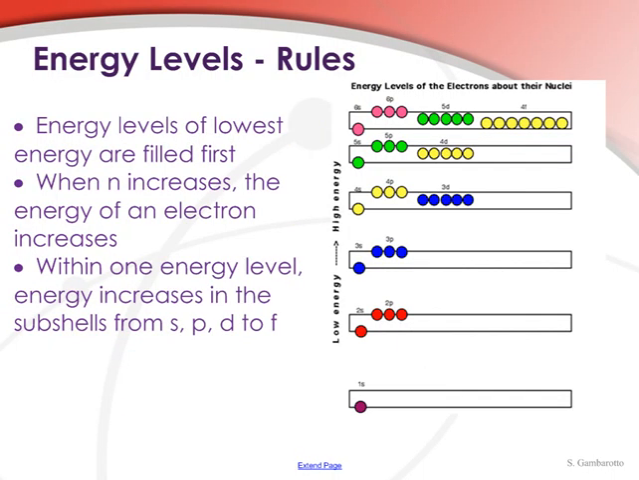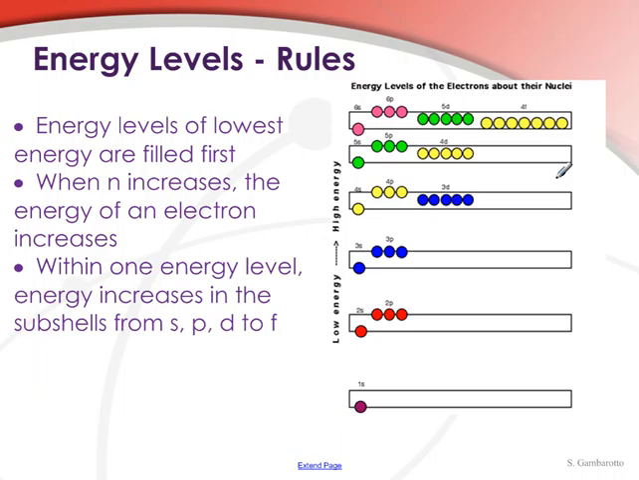Okay, so first thing, energy levels. We have some rules when it comes to energy levels. Here are the rules that you need to keep in the back of your mind, and these will become second nature to you as we progress through some of the problems that you're going to see. So first off, energy levels of the lowest energy are filled first. So here we have the first energy level, or the first period on the periodic table, that has the least amount of energy. Electrons are going to fill that first before going on to the second energy level, before going on to the third.